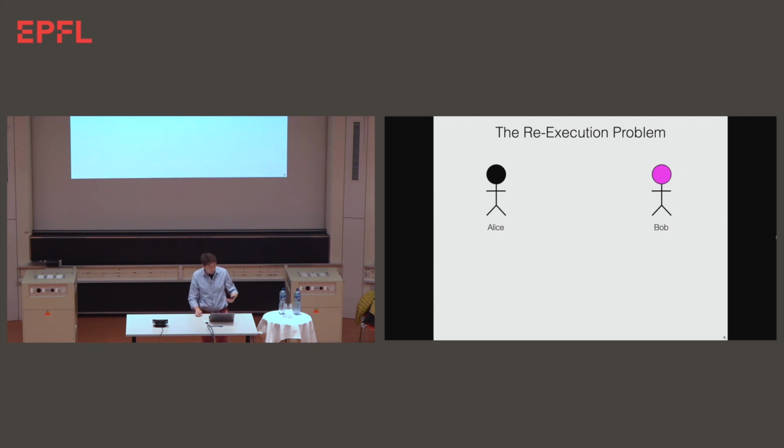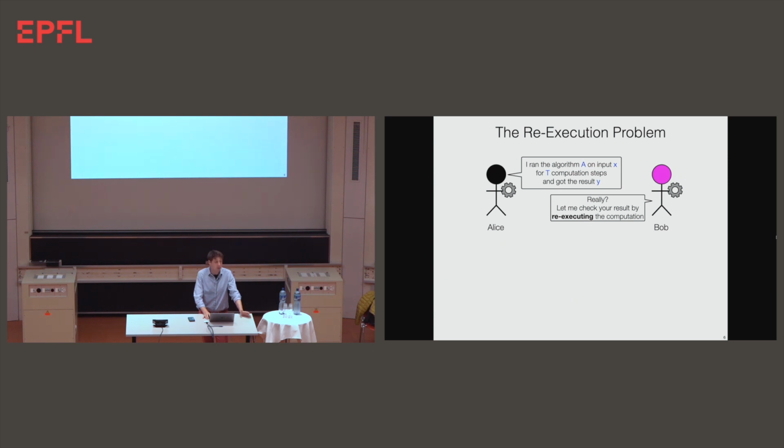Say you have Alice and Bob, where Alice has some algorithm that she wants to run on an input X for some number of steps, and at some point she gets a result. Okay? Bob is interested in double-checking that this is indeed the answer. Okay? One option is to just rerun the computation, and then that's it. Bob can either establish the truth of this claim, or not. Right? So re-execution can be an option.